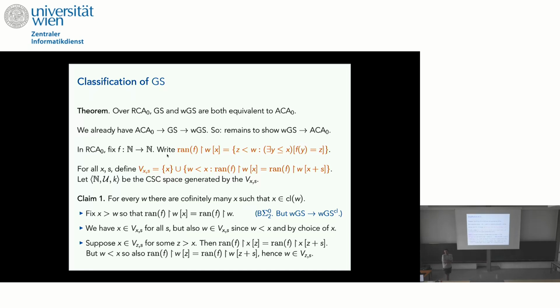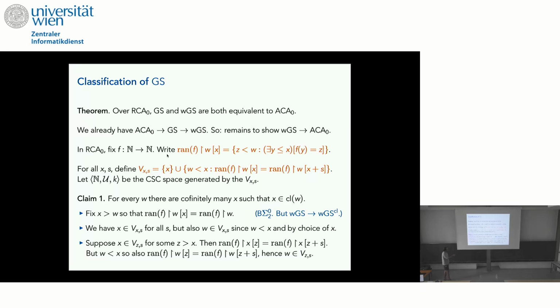And now we're going to prove a couple of claims. One, for every W, x belongs to the closure of W for cofinitely many x. For all sufficiently large x, x belongs to the closure of W. So you fix a W, and I want to say that almost everything belongs to its closure. That's already very much restricting what kind of topological space this is. All right, so how do we prove that?